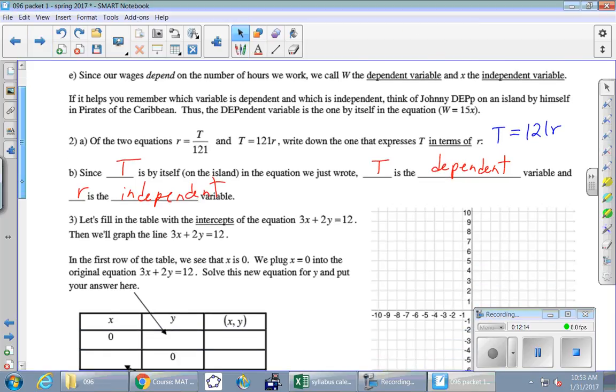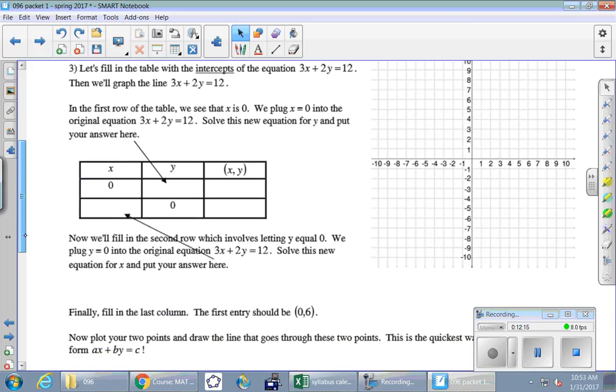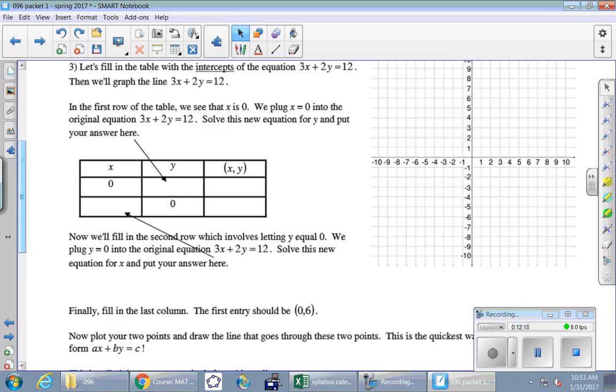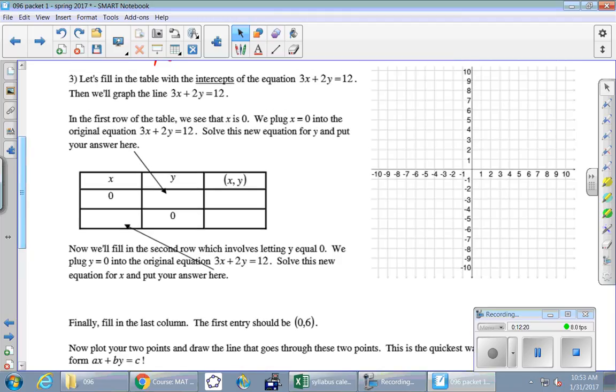All right, so number 3 says, let's fill in the table with the intercepts of the equation 3x plus 2y equals 12. So, brand new equation. We're going to graph this equation 3x plus 2y equals 12. It turns out the graph is going to be a line. Much of what we do in these first several weeks of the semester is going to be lines. And so what we're going to do is define this thing called the intercepts. I'm just going to draw a line, but don't copy it. We'll get rid of it in a moment.